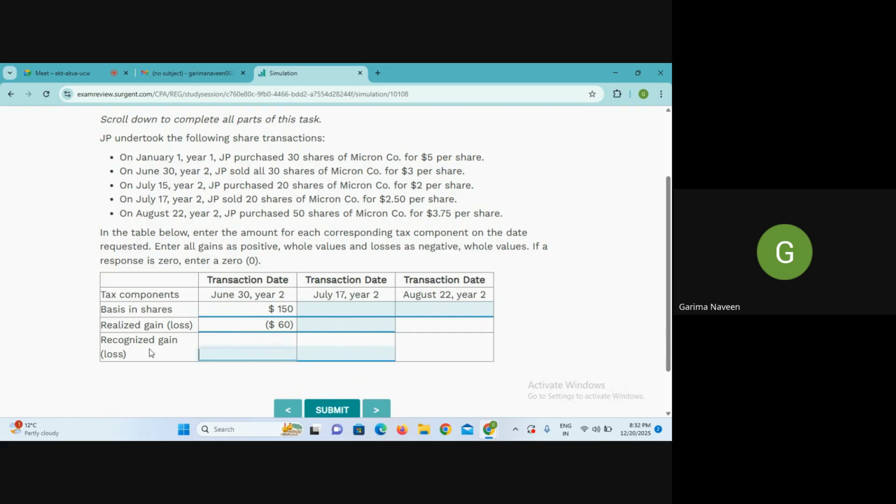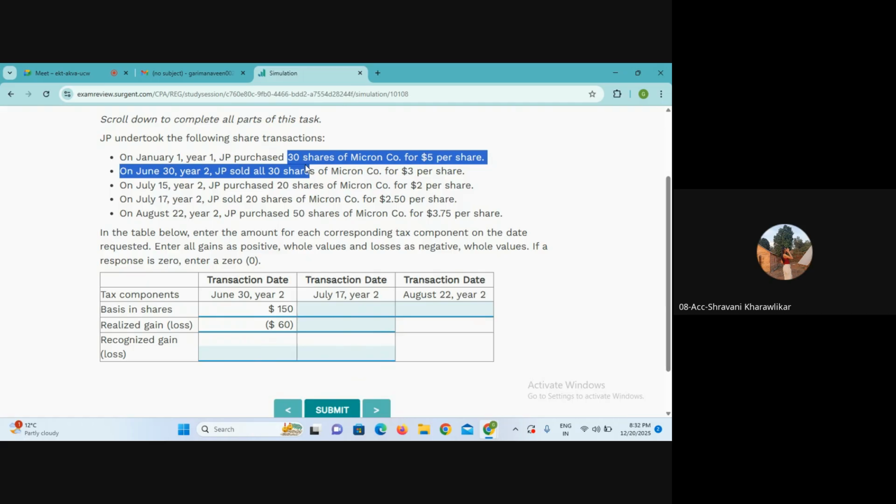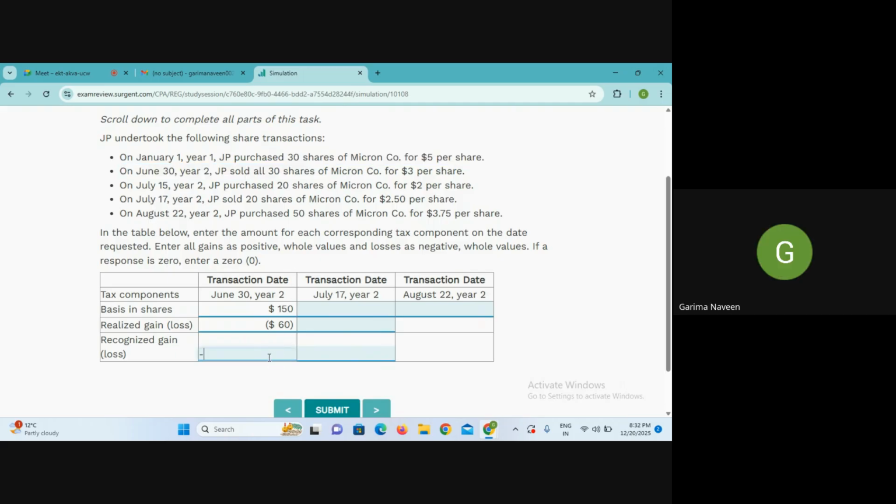So what do you think should be your realized gain and loss for these 30 shares? Then 30 into 2, $60. Yes, okay, $60, then the whole loss can be recognized. Okay, so next on July 17, you are selling 20 shares for $2.50 per share.